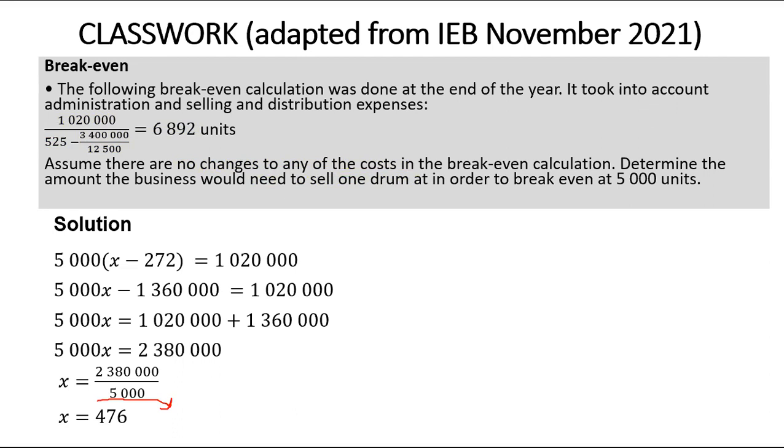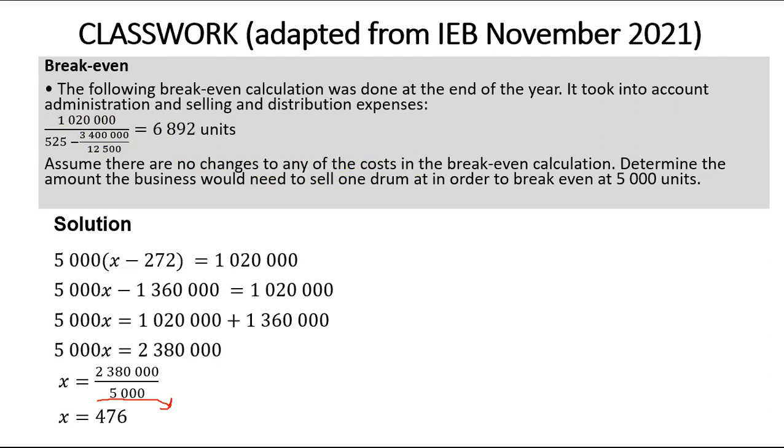So the selling price needs to be 476 for us to break even at 5,000, provided that all costs remain the same. So here they're just playing with the break-even formula. Now from this, you can give yourself different activities where you are given selling price per unit, variable cost per unit, but you're not given fixed cost and they give you break-even. So where there's fixed cost, you put X and then you continue with the calculation.